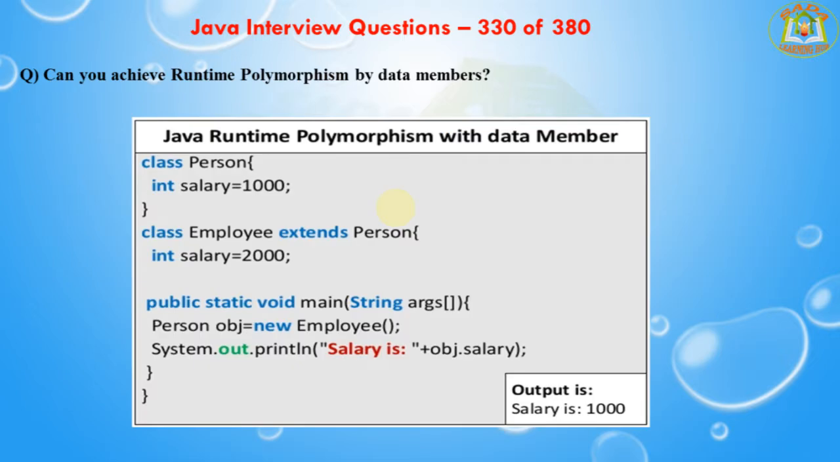The next question is, can you achieve runtime polymorphism by data members? No, it's not possible to achieve runtime polymorphism by data members.